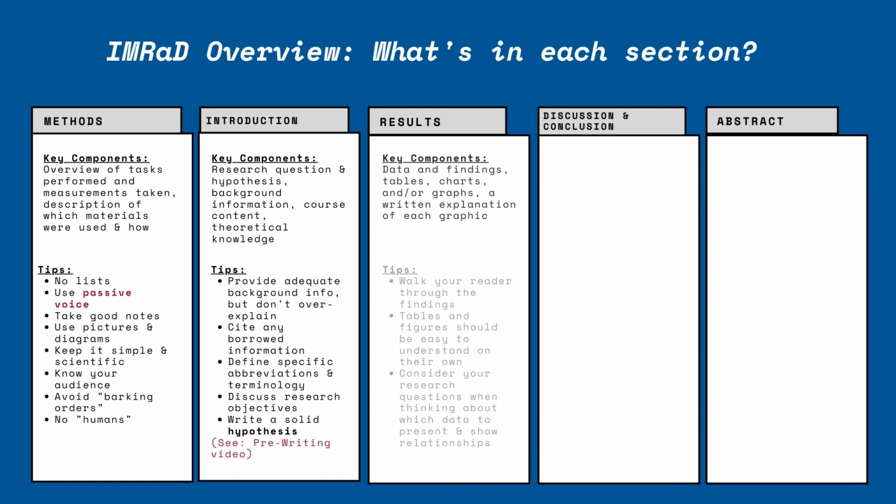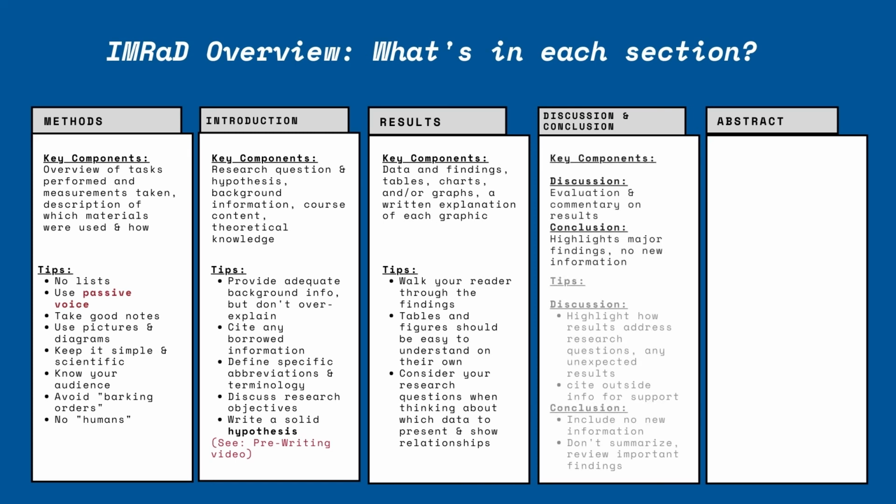The results section should include the findings of the experiment, often presented using graphs, tables, or charts, as well as a written explanation of each graphic. Then, the discussion and conclusion should be written. The discussion provides evaluation of and commentary on the results, while the conclusion highlights major findings.